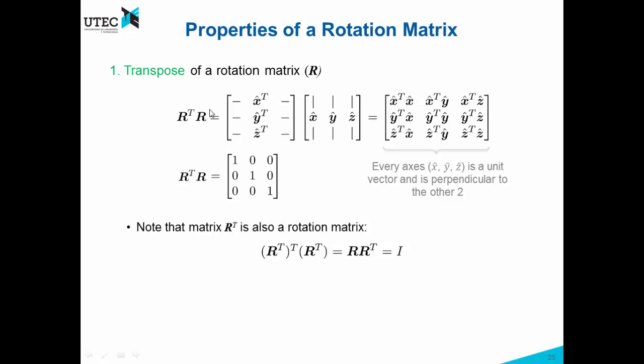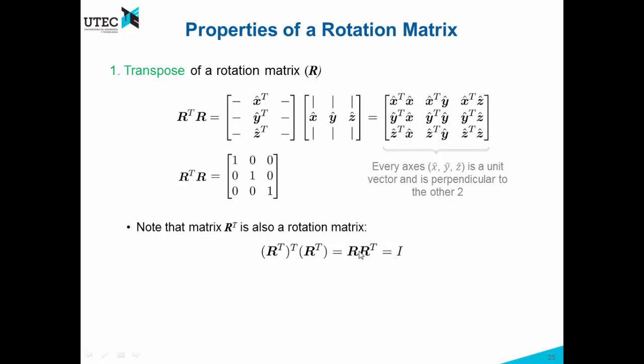You can also do the same thing using R transposed instead of R. So I put here, instead of R, R transposed, and instead of R transposed, R transposed again transposed. And I can use the property of the transpose and get this relation. And this is again equal to the identity. You can check this out.